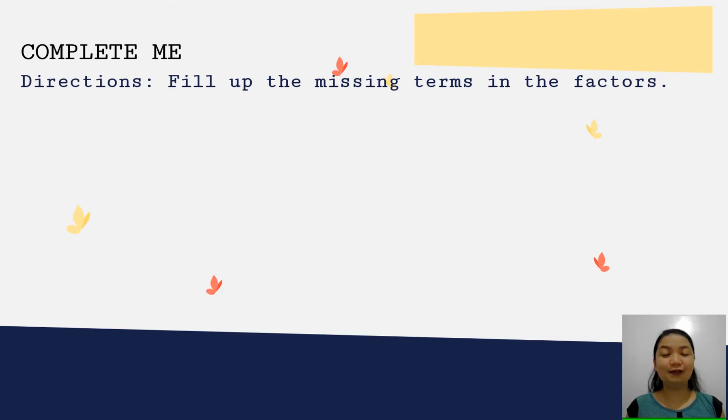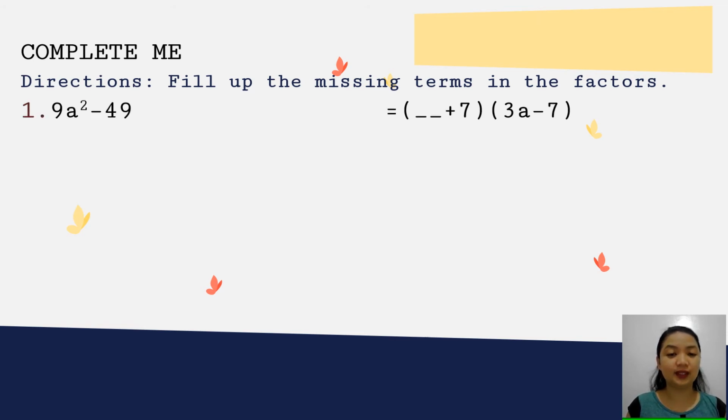So let us have the following activities. Fill up the missing terms in the factors. 9a squared minus 49. So what is the missing term here? Yes, it is similar to the other factor, which is 3a.